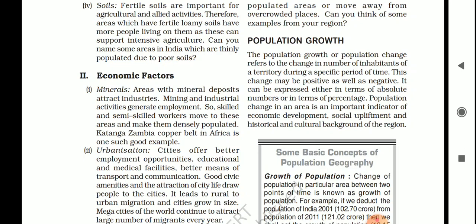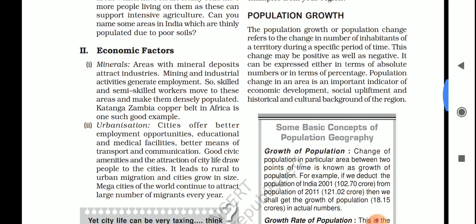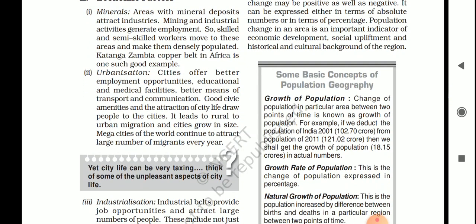What does it generate? It generates employment. So skilled and semi-skilled workers move to these areas, and obviously we can see high population in these areas. Next is urbanization. Urbanization means cities offer better employment opportunities, and it is related to education, medical facilities, transportation system, communication system. If places have these facilities, obviously population is attracted, right? So good civic amenities.